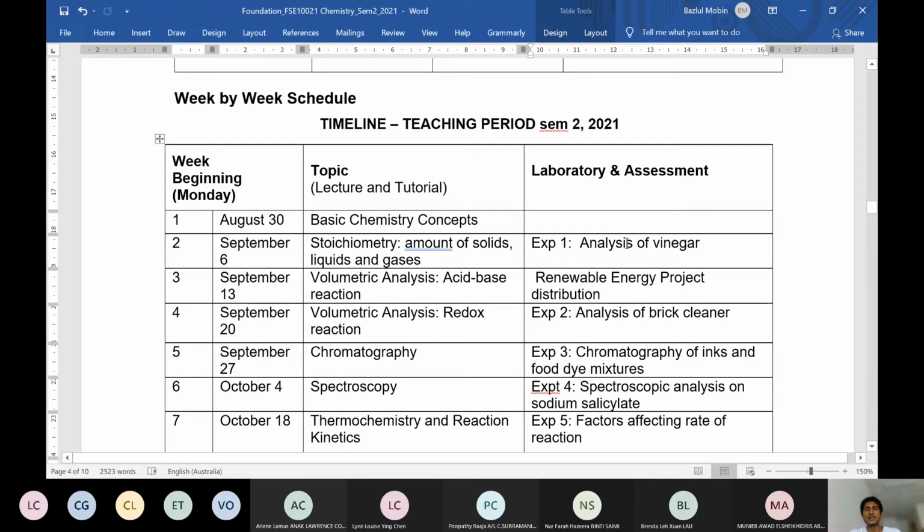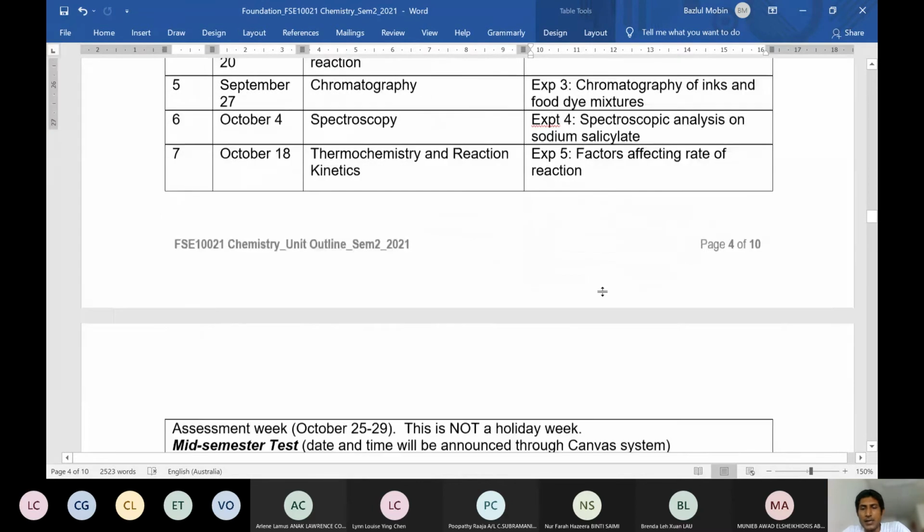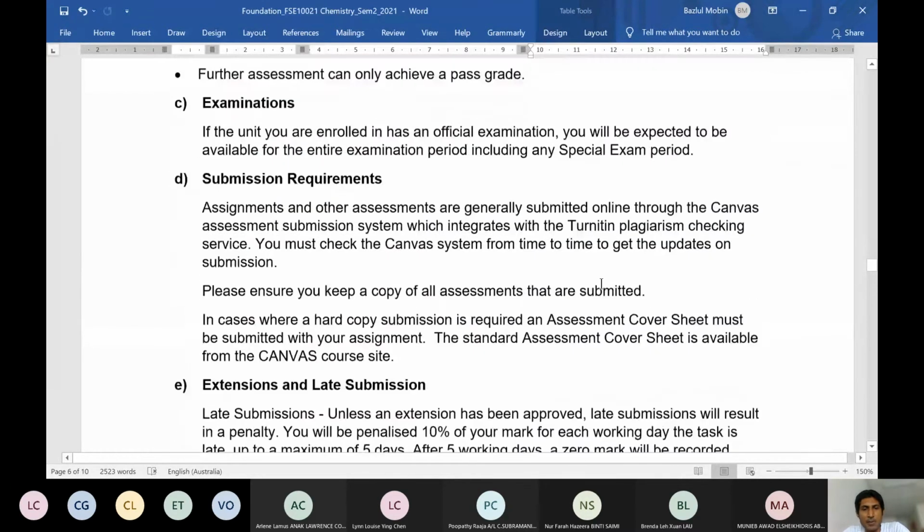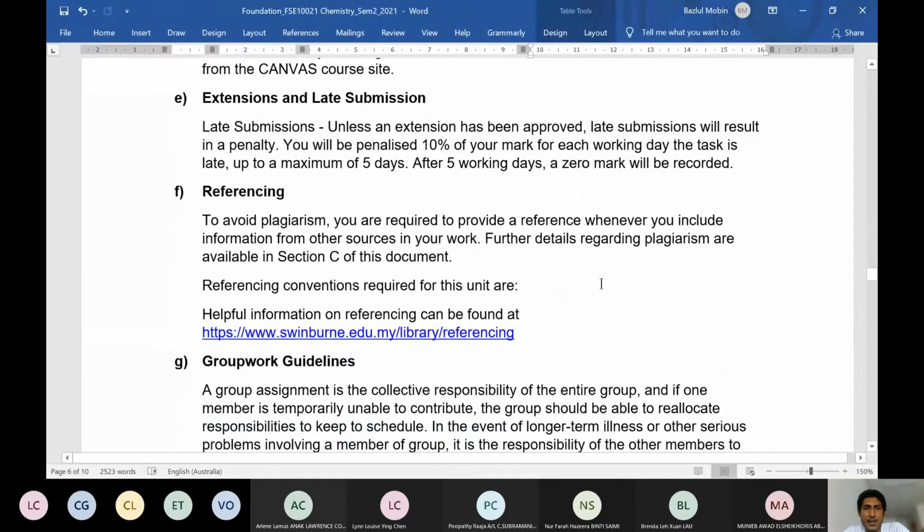But the analysis and discussion, I will talk about later, how to write it. The analysis and discussion should be your own thing. Okay, so this is one, and late submission: you will be penalized for late submission.